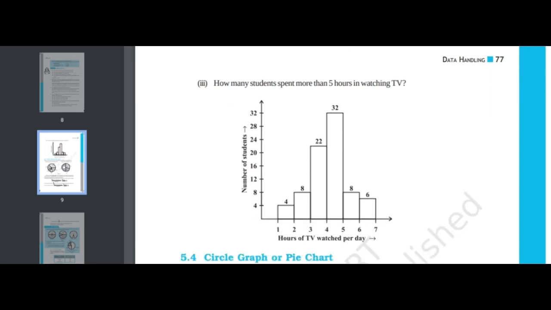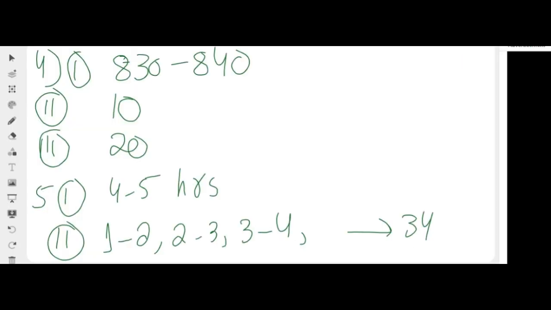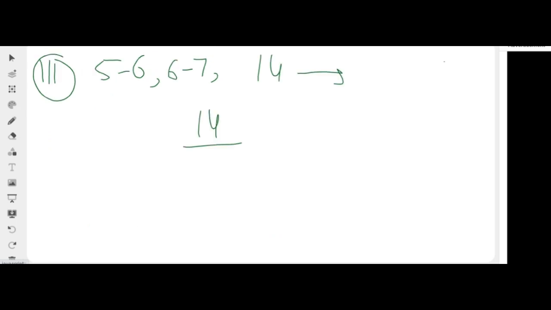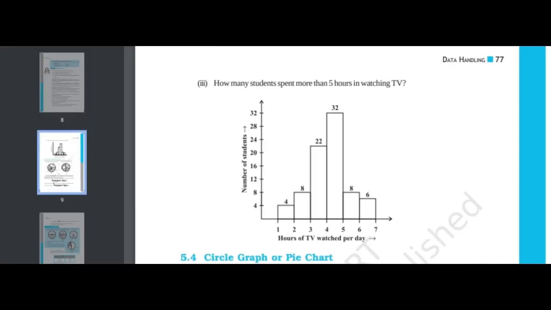The next question is the students who watch TV for less than 4 hours. Less than 4: 1 to 2, 2 to 3, 3 to 4. 4 plus 8 plus 22, that is a total of 34. And the next part is the students who watch TV for more than 5 hours. More than 5: 5 to 6, 6 to 7. Then 8 plus 6, that is 14 students.